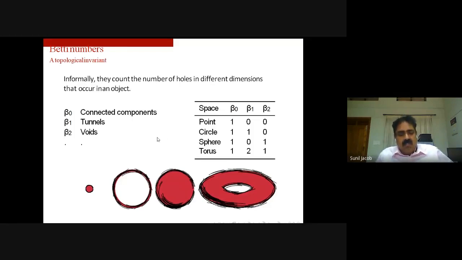For example, I have given some examples: a point, a circle, a sphere, a torus, etc. If you calculate the Betti numbers for all these, you can see that the beta 0 value, the connected components, is always 1, 1, 1, 1. For tunnels, it is 0 for a point, 1 for a circle, 0 for a sphere, and 2 for a torus. For voids, point 0, circle 0, sphere 1 void, and for the torus, sorry, only one void, inside. That is the Betti numbers. They give the number of holes in different dimensions. For each dimension, we get one Betti number, beta 1, beta 2, beta 3, etc.